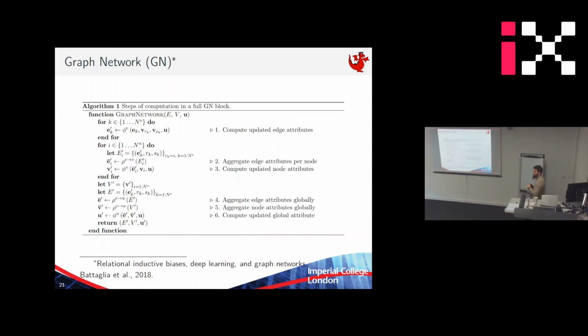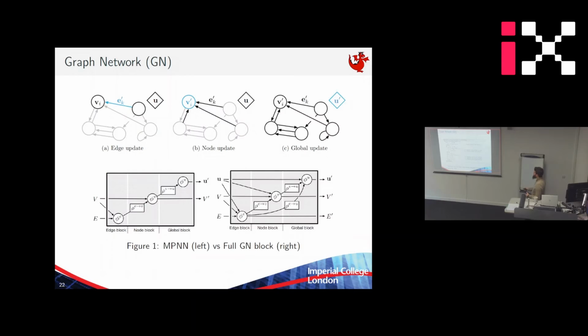Is there any question? Great. And then once you have that, you've got a new graph. Because remember, a graph is a triple of set of edges, vertices, and global attributes. You have updated all those quantities. So it's a graph-to-graph mapping. It's a graph-to-graph function approximator, right?